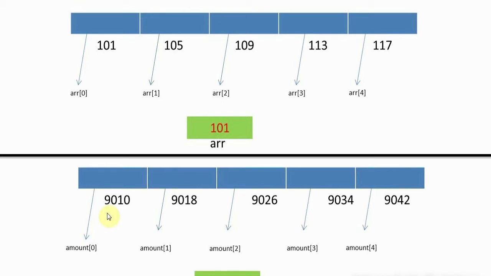So you should always keep this thing in mind, that an array name points to the base address. I repeat it, when you declare an array, a pointer variable with the same name as the array name is automatically created in the memory, and that is assigned the base address of this array.